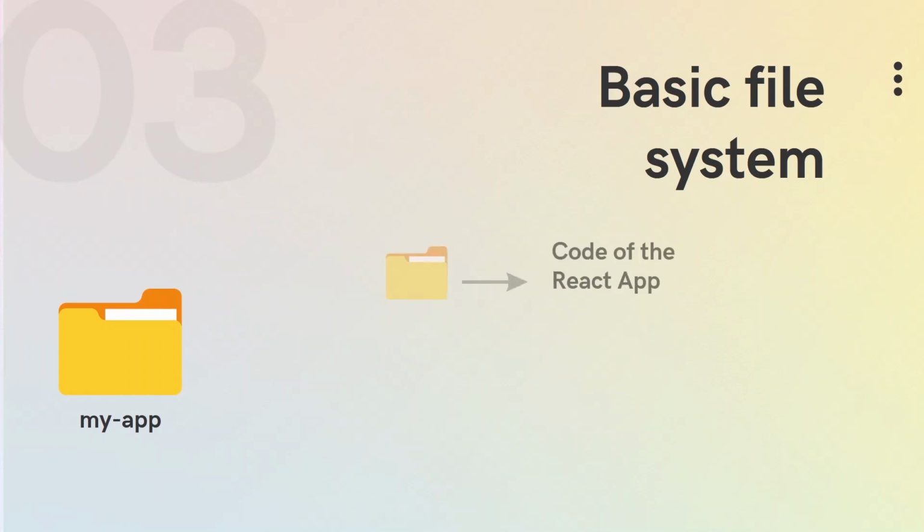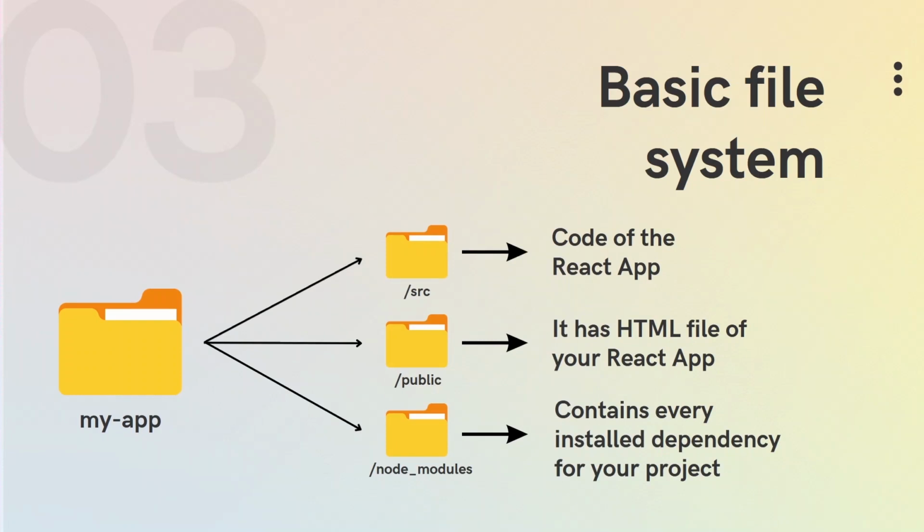Okay, so now let's understand the basic file structure of the React app. For example, the name of the project is my app. There is a folder for it, and inside this folder we have three main folders of the React app. The first one is the src folder, which will have the code of your React app, and the second one is the public folder, which will have the HTML file of your React app. As we know, the HTML file is the root file of any web application, regardless of the framework, whether you use React, Vue or Angular, it needs to have its HTML file. So the HTML file of the React app is inside the public folder, and then we have node_modules.